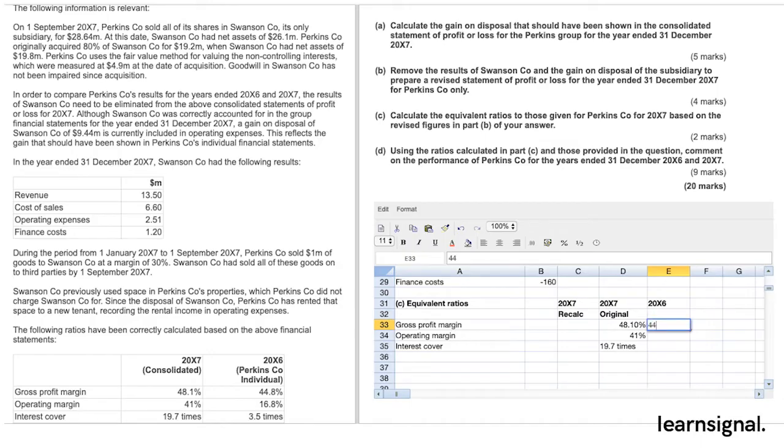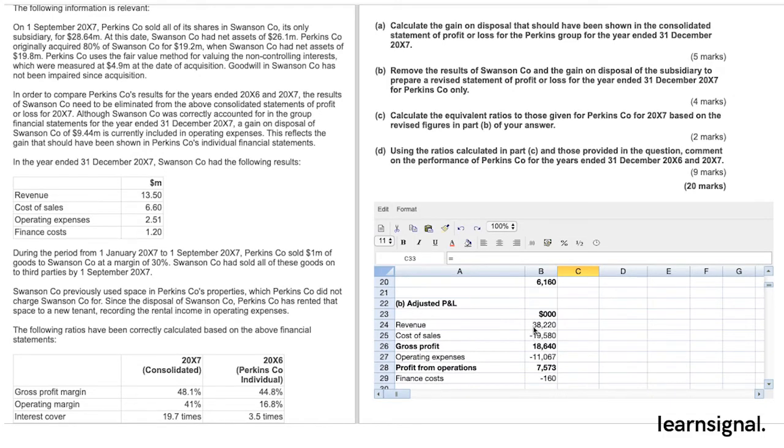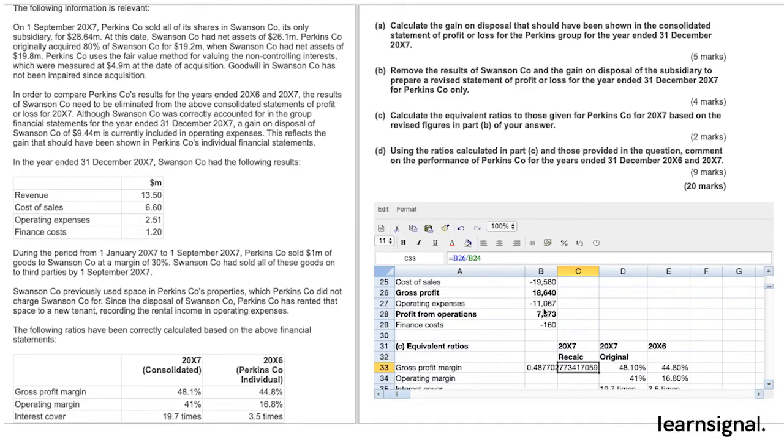Now what we need to do is to recalculate the ratios for 20x7. Now again, formulas are much easier here because if you find out you've made an error later on, let's say your revenue is different here, that will change all your numbers, everything will automatically update. So here we have your gross profit margin, which is your gross profit divided by your revenue. And again, use your drop down formatting that you have available to turn that into a percentage.